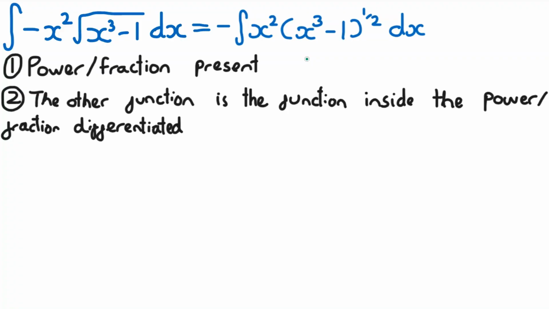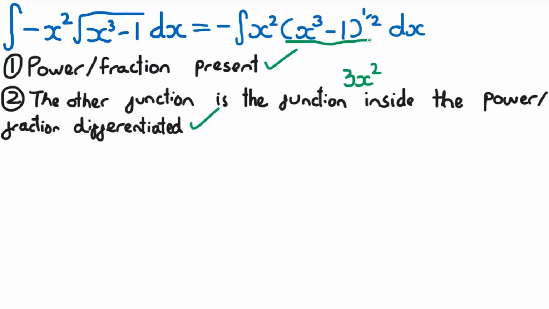So we need to integrate x squared and then x cubed minus 1 to the power of a half. So let's look at the two clues and see if we have them. Firstly, we need a power or a fraction present, and you can see that we have this power of a half up here, so we can tick this off. And the second clue, where we need the other function present to be the function inside the power differentiated. So the power is this half here, so the function inside the power is this x cubed minus 1. And if you differentiate this, this minus 1 just goes away, and if you differentiate x to the power of 3, it becomes 3x squared like this. Again, the 3 isn't too important, we just need this x squared. You can see we have the x squared here, so therefore this second clue is satisfied, so therefore we can use the reverse chain rule.